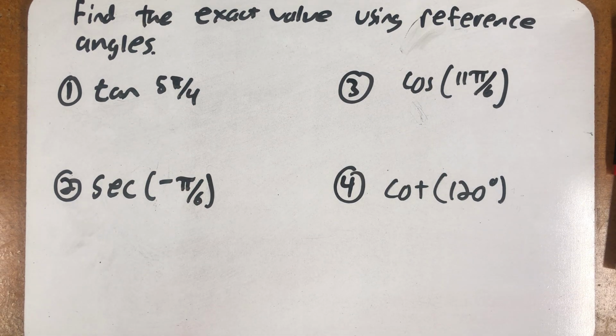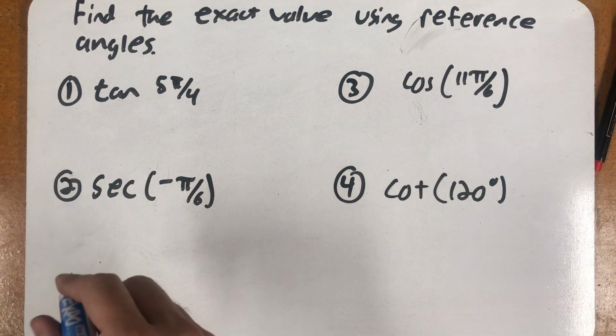Find the exact value using reference angles. So for each of these trigonometric functions, we're going to find a reference angle and then find the exact value, thinking about our special triangles and what sign this trig function should have where the actual angle is.